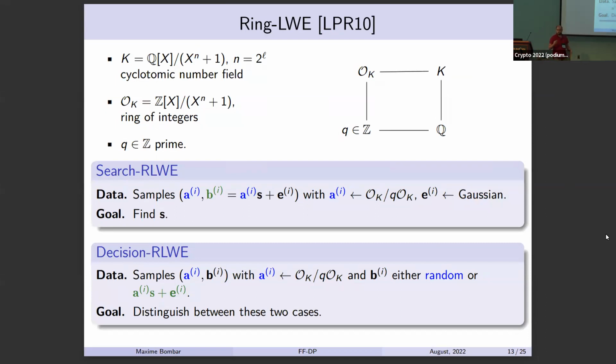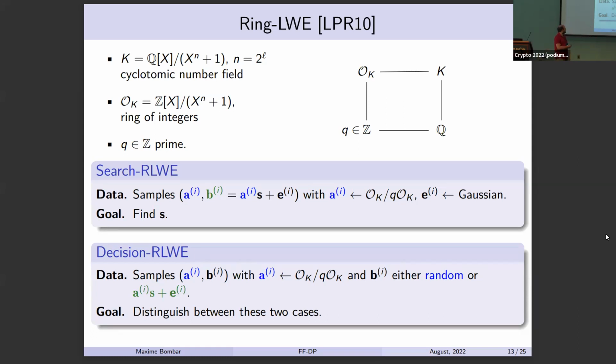Ring LWE is a framework introduced by Lyubashevsky, Peikert, and Regev in 2010. You take a number field K, which is a finite extension of Q. This number field has a ring of integers, which is an extension of the usual integers. You also take a prime element that we call the prime modulus q. In the search version, you are given a bunch of samples of the form (a, b), where b is a times s plus e, where s is a common secret and the e are all sampled from a Gaussian distribution. And a is taken uniformly at random in this quotient O_K mod q. The goal is to recover the secret.